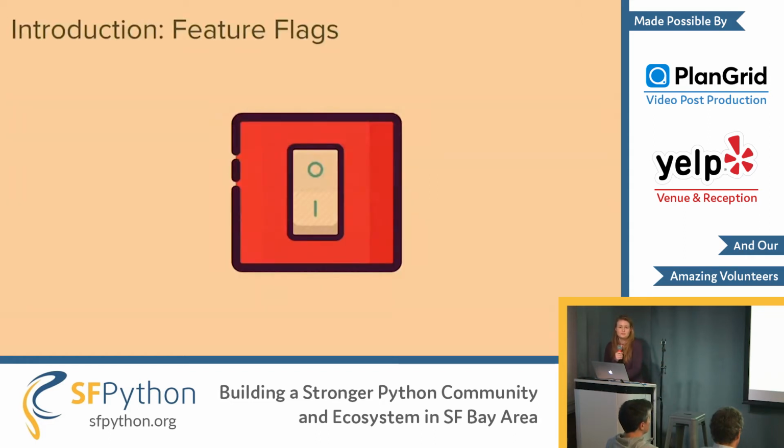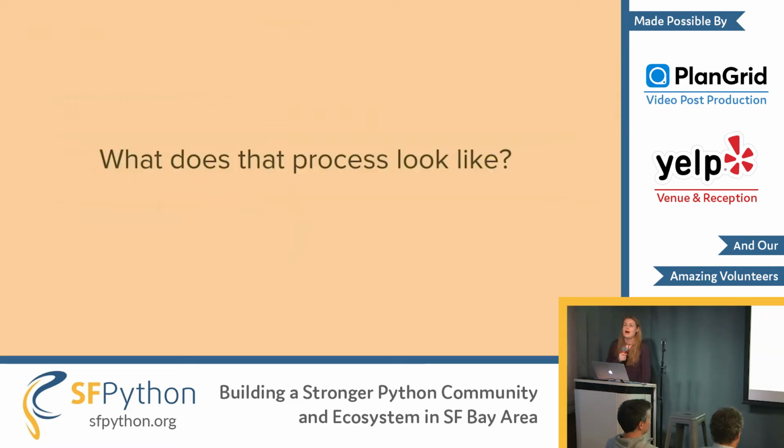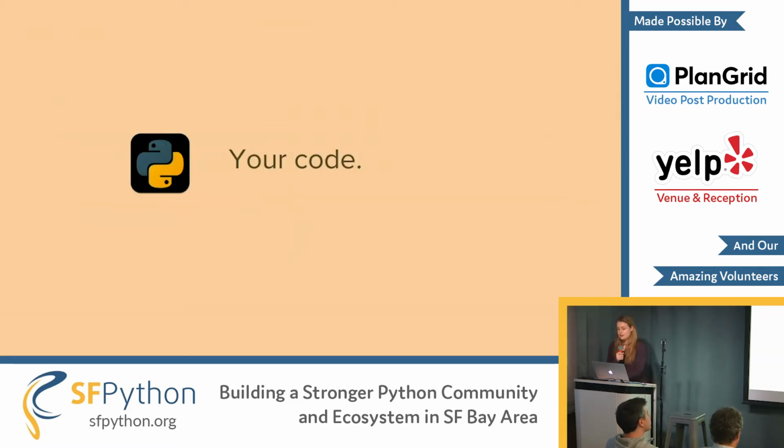A feature flag, right? So a feature flag is basically a light switch. You wrap your code in it, and it's super simple. If the feature flag is on, we're going to do something, and otherwise, we're going to do something else, right? Very simple. Nobody's confused, I hope. So what does that process look like?